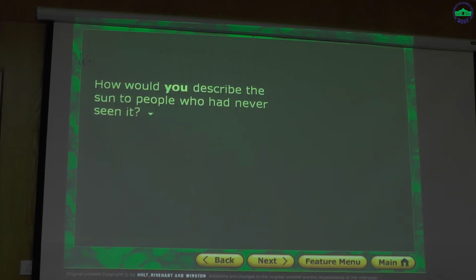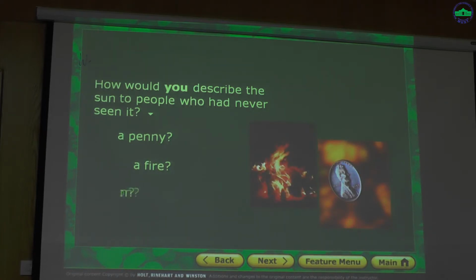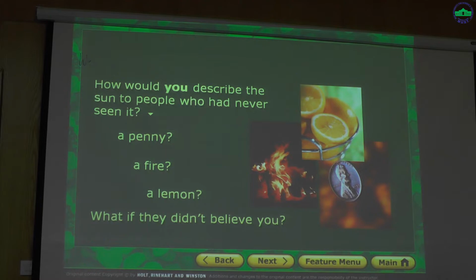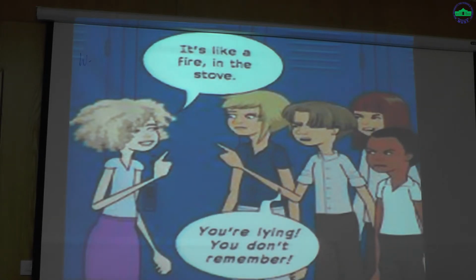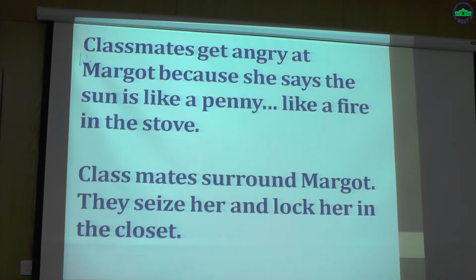How would you describe the sun to people who had never seen it? She tries to illustrate the sun. It could be a penny, a coin. It could be a fire on a stove, a lemon. What if they didn't believe you? How could you react? You are lying, you don't remember. It's like a fire in the stove. Teasing her. Attacking her verbally and physically.